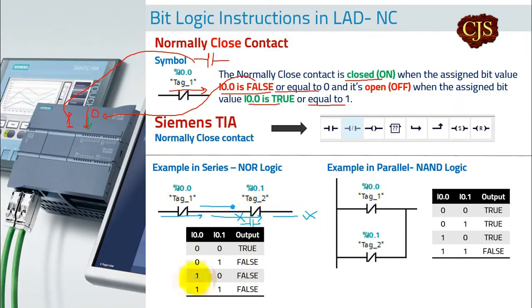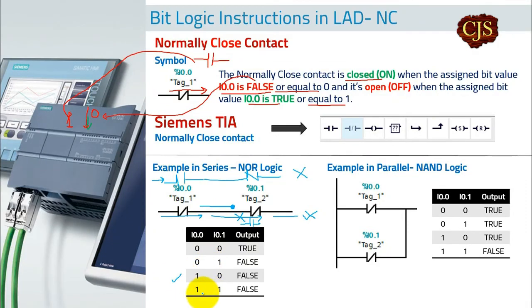Or it says if the first contact is true, 1, second contact is 0. So if first is 1, this will be open. As I told you, signal flows from left to right, so even if this is closed, output will be off because the signal will not pass from here. This is the third case.